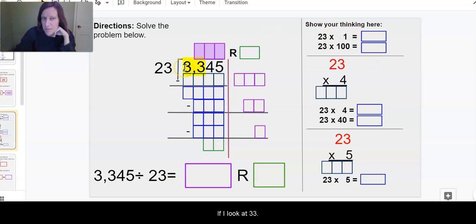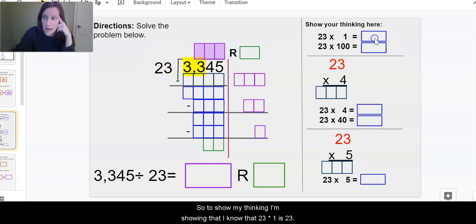So over here with our show our thinking, what we're going to notice is that if I look at 33 and I want to know how many groups of 23 can I make from 33? And I think, okay, so 23 times what is going to get me as close as I can get to 33 without going over? I use my number sense there and I think, well, it's definitely only one time because 20 plus 20 is 40, and that's a lot bigger than 33. So I'm only going to be able to do 100 here.